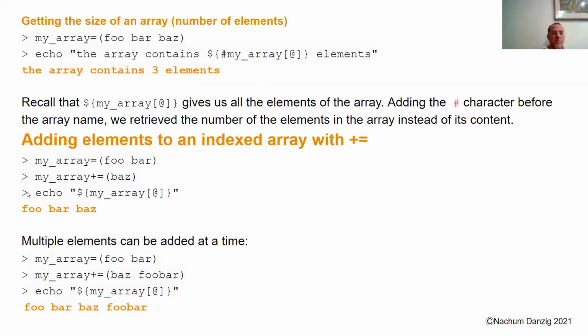Okay, multiple elements can be added at one time. I can do foo bar and then I can do plus equals bars foo bar. So now there's 4 elements in my array.